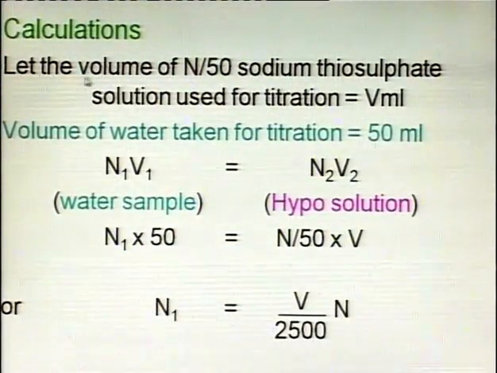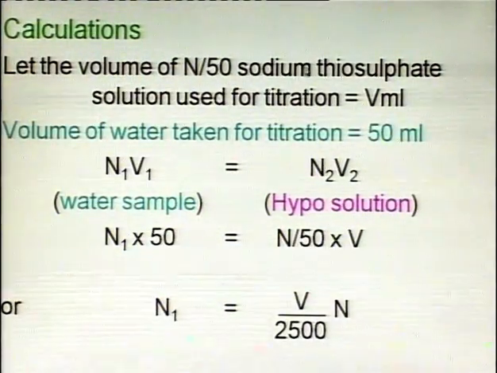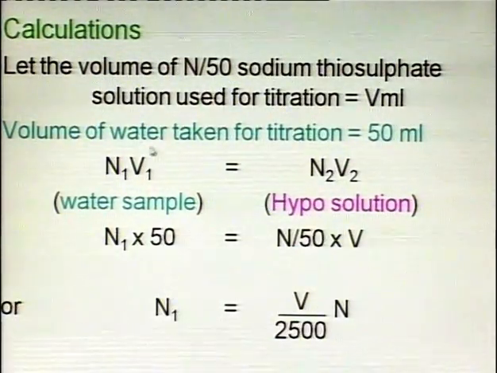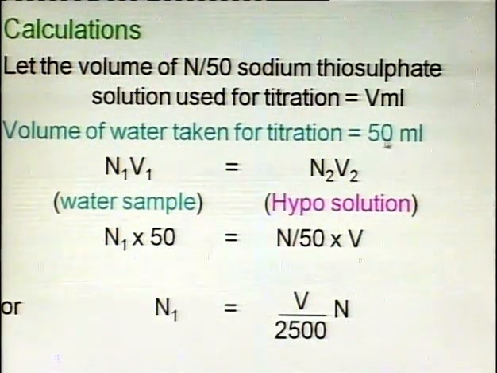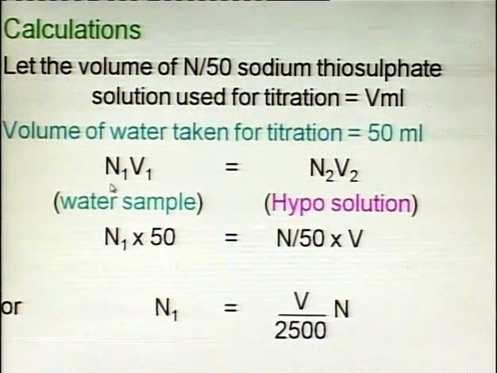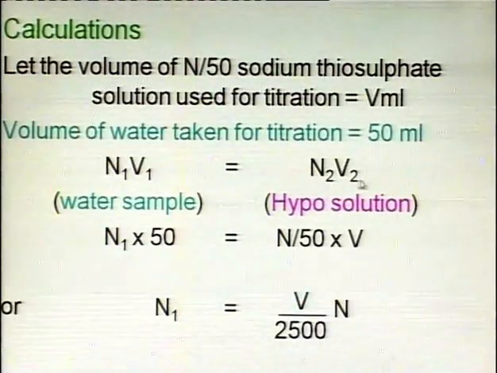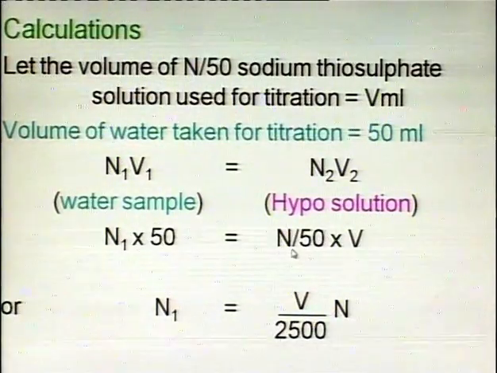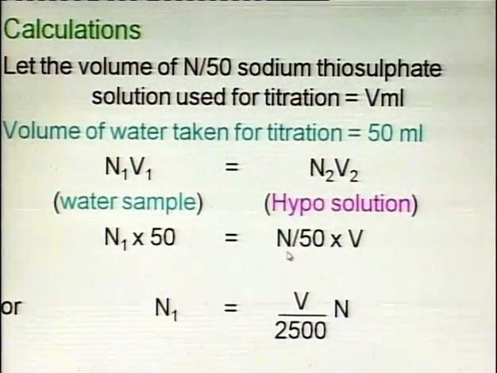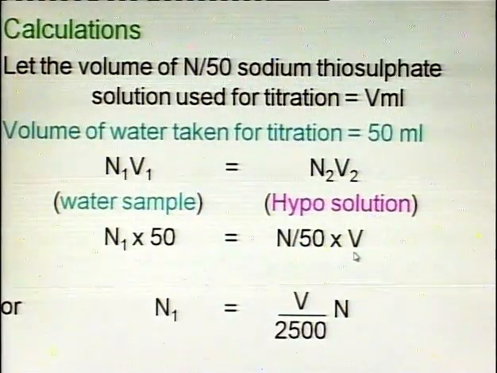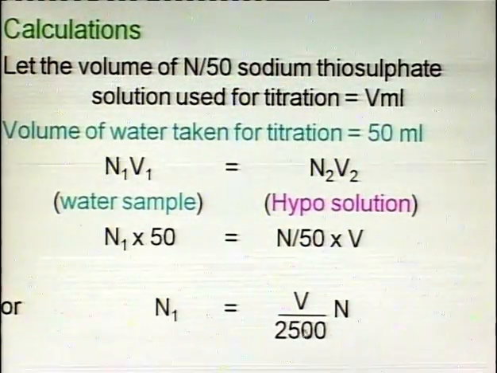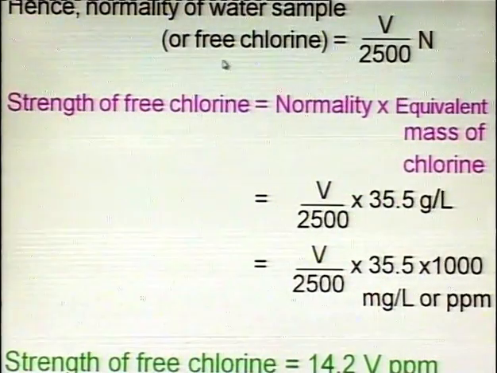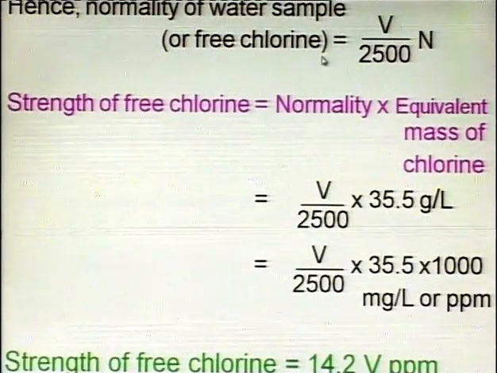So, this is the calculation. Volume of N/50 sodium thiosulfate used for each titration is V ml. Volume of water taken for titration is 50 ml. Applying the normality equation, N1V1 = N2V2. N1 is to be determined for 50 ml of sample water, N2 of the hypo solution is N/50 and V is the volume used. N1 comes out to be V/2500. So, this is the normality of sample water, or we can say normality of free chlorine.